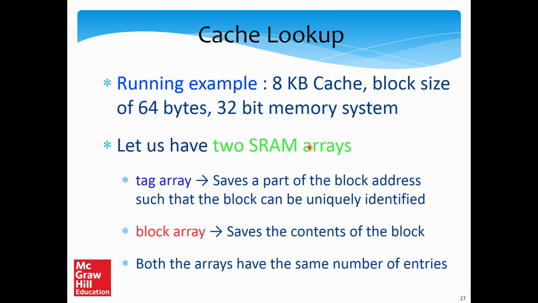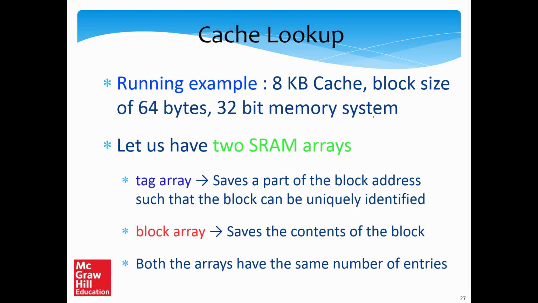Furthermore, inside the cache, let us have two SRAM arrays, two arrays of SRAM cells. Let's have a tag array which saves a part of the block address such that we can uniquely identify a block. So a tag array just contains a part of the address. And let's maybe discuss block address slightly more before moving to the block array.